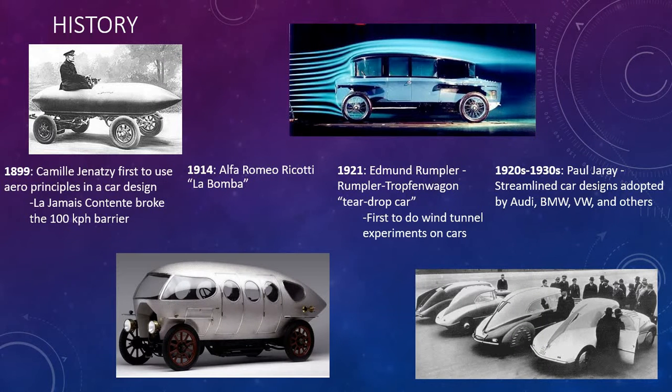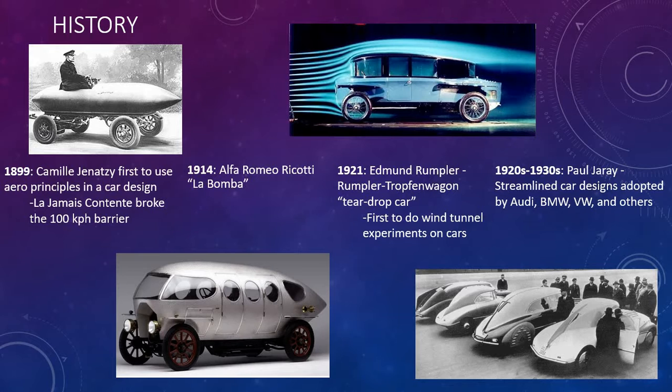So first, a brief history on aerodynamics and cars. In 1899, Camille Ganassi was the first to use aerodynamic principles in a car design. His car broke the 100-kilometer-per-hour barrier. In 1914, Alfa Romeo built the Ducati, also known as La Bomba. This had a top speed of 135 kilometers per hour. In 1921, Edmund Rumpler designed the Rumpler Trophy Wagon, also known as the teardrop car. This was the first car to be designed using wind tunnel experiments.